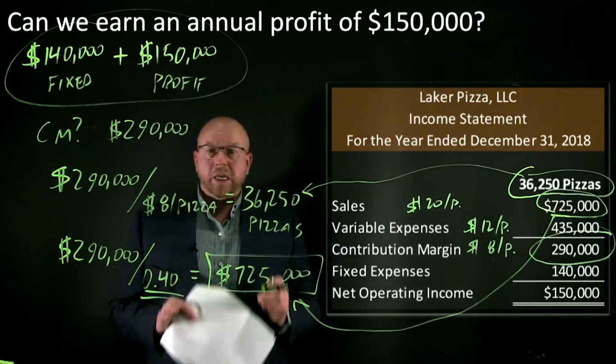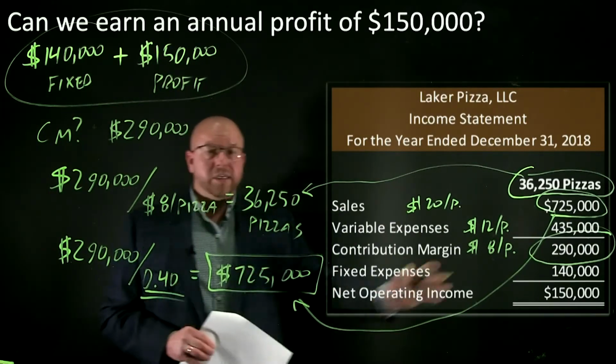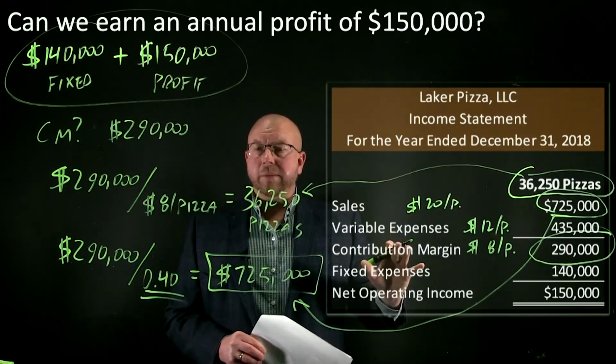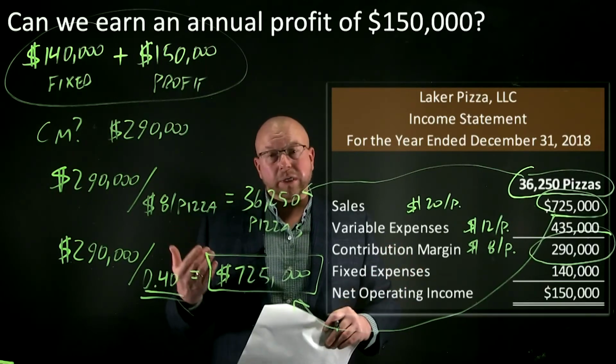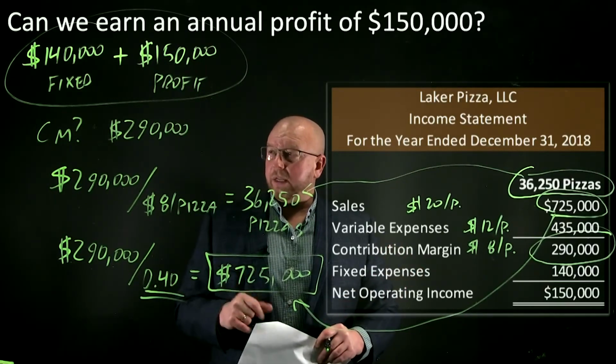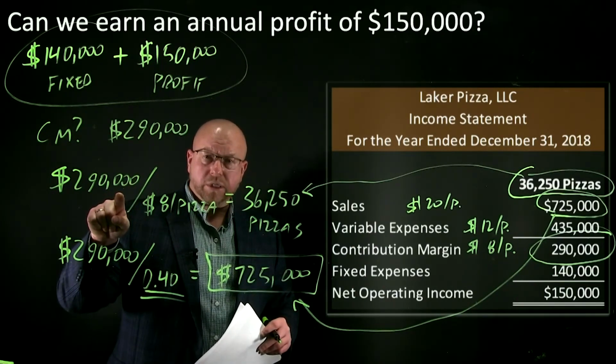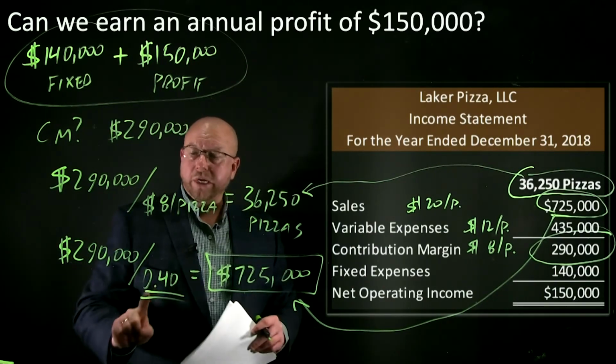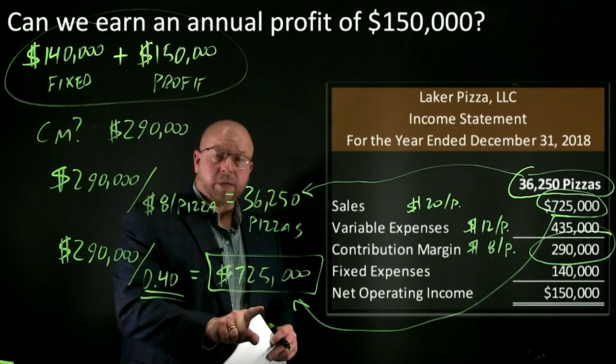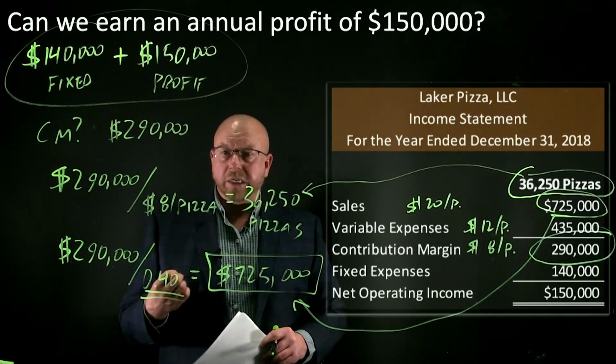So you certainly can perform these analyses using full-blown income statement analysis, but you can also get a pretty good back of the napkin, quick and dirty, by using either the unit contribution margin to come up with the number of units, or the contribution margin ratio to come up with the amount of sales revenue needed to get the job done.